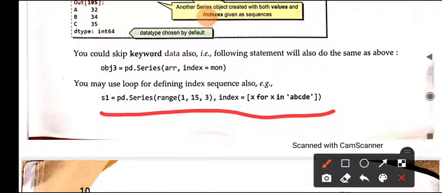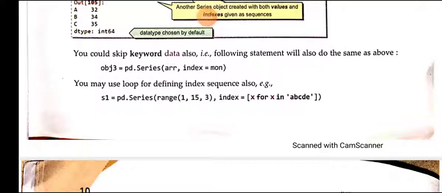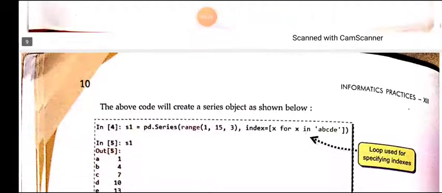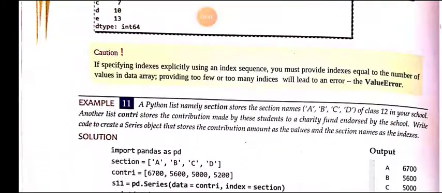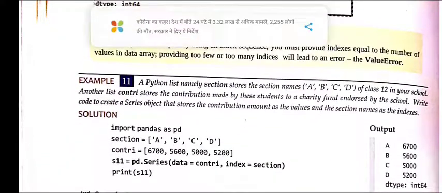So at the same time we can get the desired sequence, which you can see in this example. s1 is equal to pd.Series and the same example is written. So now you can see A, B, C, D, E are the indices and 1, 4, 7, 10 and 13 are the values.